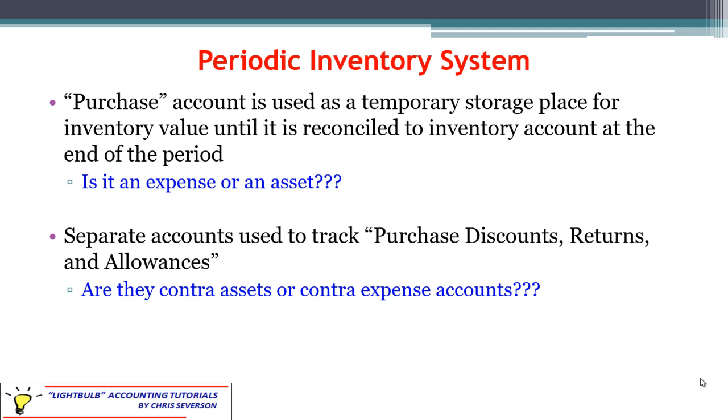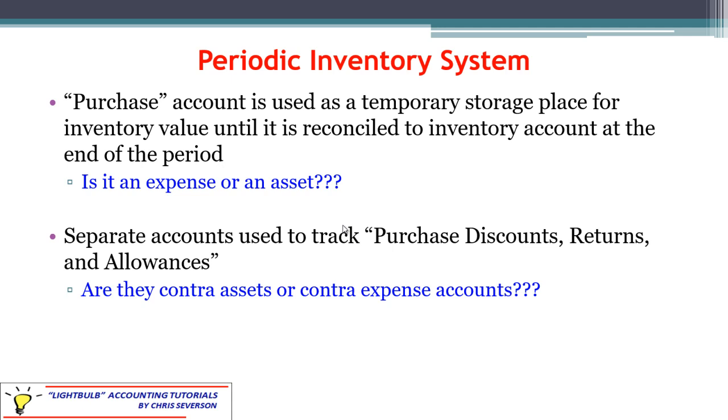So it's an odd type of situation. And what makes it even odder is that different textbooks, different discussions of this show this either as an expense or an asset account. So the thing about that, I prefer to refer to this as an asset so that it makes more sense. It's a temporary asset that eventually will be converted into the inventory account.